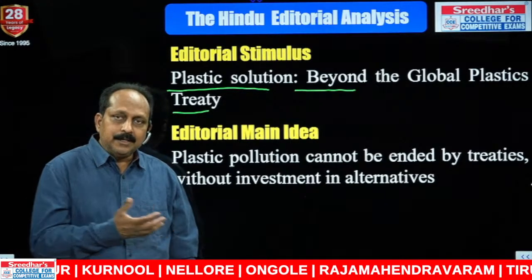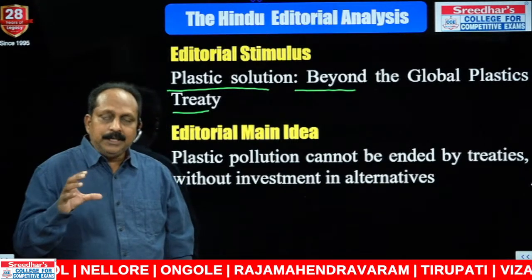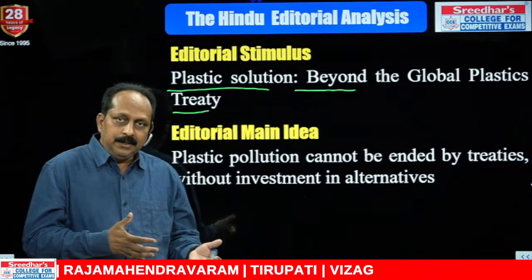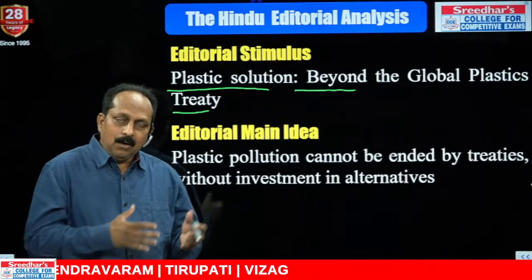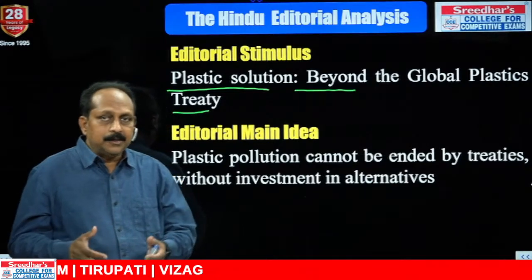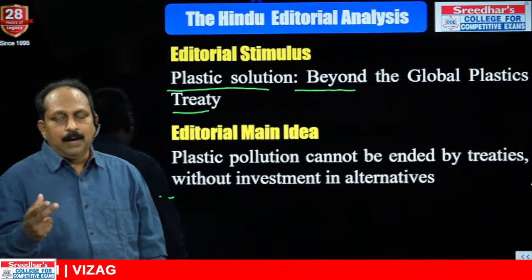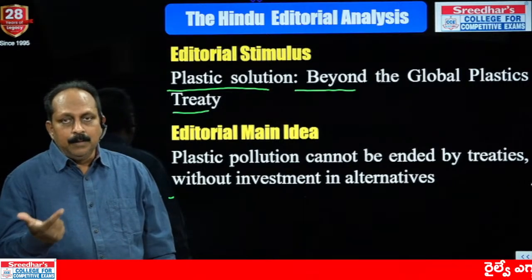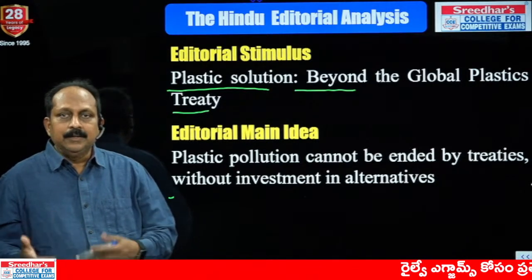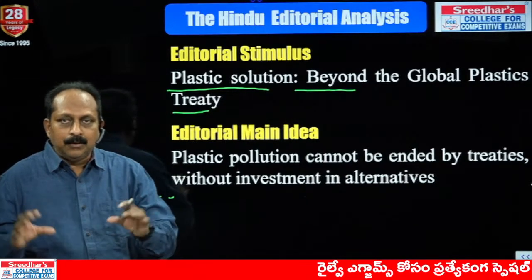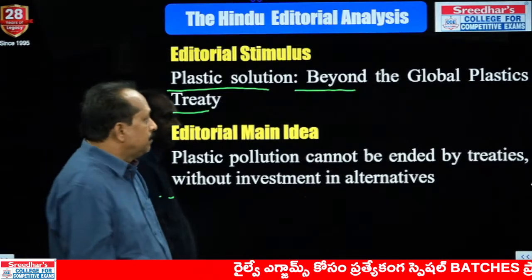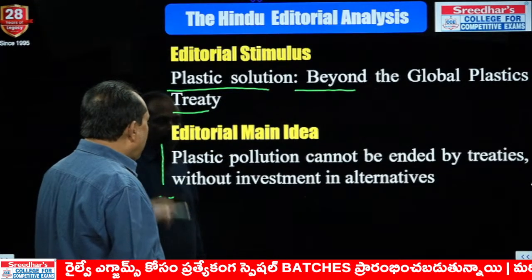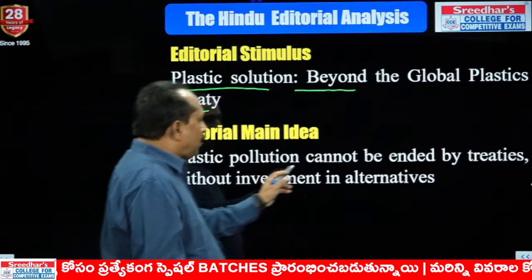Here, the editor takes a stand and says, these treaties alone cannot find a solution. Along with the treaties, we have to invest in alternatives and we have to consider the affordability factor. There are two dimensions: investment in alternatives and affordability. These two will bring in the change. Mere treaties will not bring the solution. We have to go beyond the Global Plastics Treaty. What is the main idea? Plastic pollution cannot be ended.